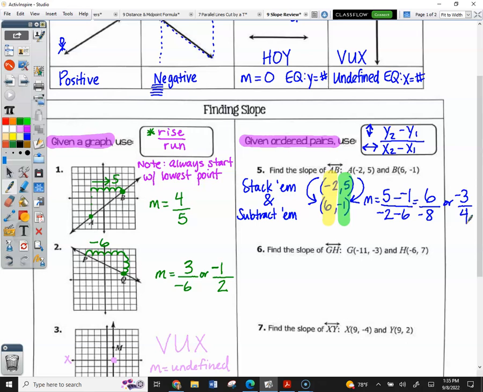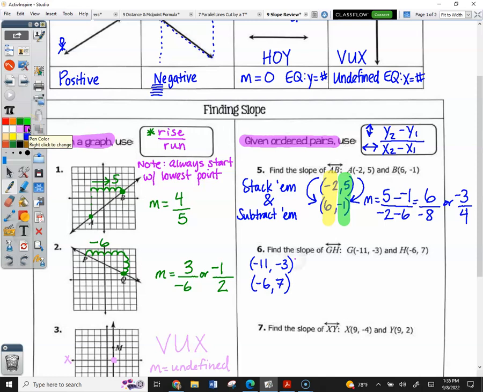Let's try 6. Stack them and subtract them. Remember, order matters. Y'all look at this. Red means wrong here. I've seen this before. If I subtract that direction here, then I come over here and subtract it in that direction, I'm going to get the wrong answer. You have to notice my arrows in the last one. You have to subtract in the same order, or you will get the wrong answer.